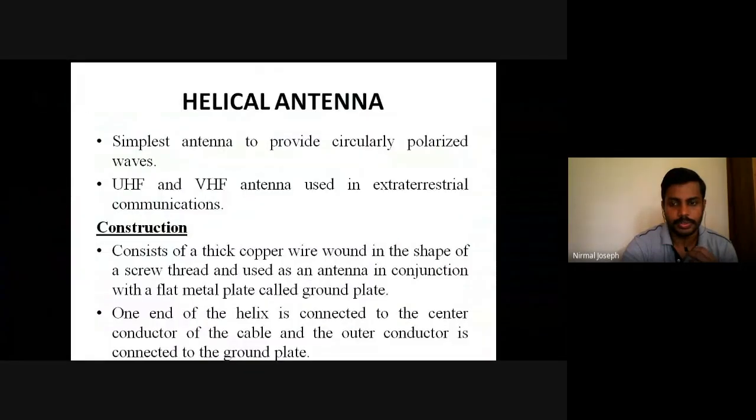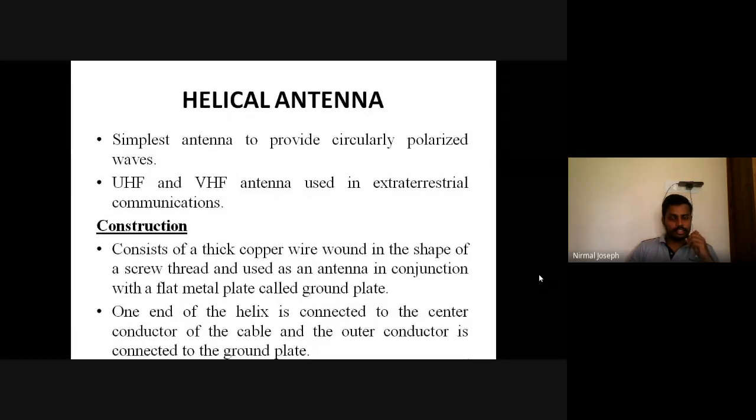So, we are going to the particular things, that is the construction and design of helical antenna. Here we will be just having an overview of these things.